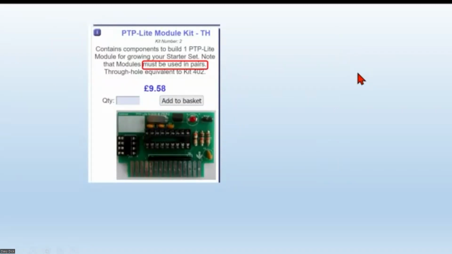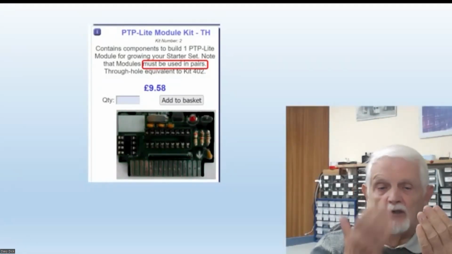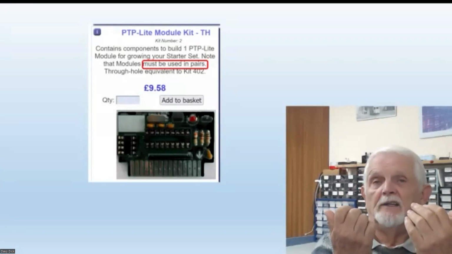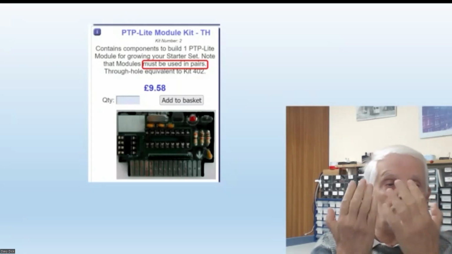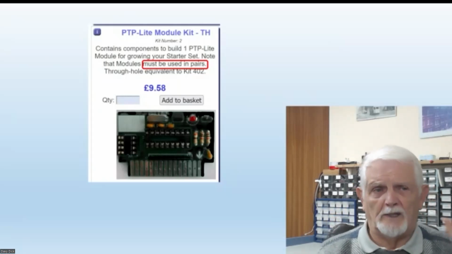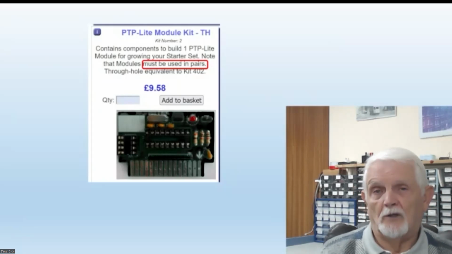You can buy the modules on their own for just under 10 quid. But bear in mind, as it says there, they have to be used in pairs. I mean, the whole point is you've got 1 input module, 1 output module. Whatever happens here affects what happens here. Therefore, you buy them in sets of 2. So you're talking about roughly 19 quid per set of 8 IOs, not counting the cost of the backplanes.